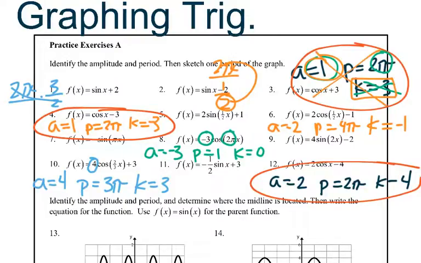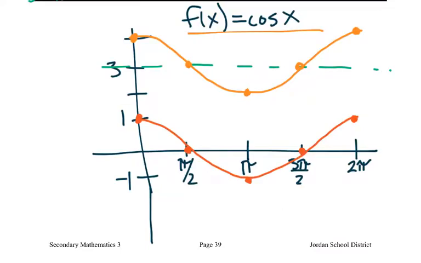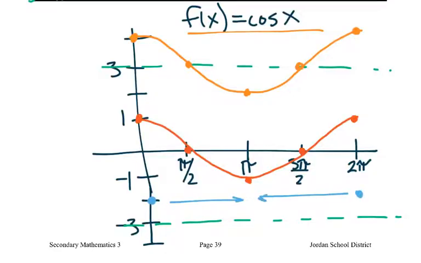Okay, now if we look at this one right here, period of 2 pi, amplitude of 1, k of -3. So just like this one, except we're going to shift it down to -3 for our midline. Okay, but everything's the same way. We start our amplitude up 1, we end our amplitude up 1. In between those two, at pi, we go down 1. And then on the midline, we have those two. So it looks like that.